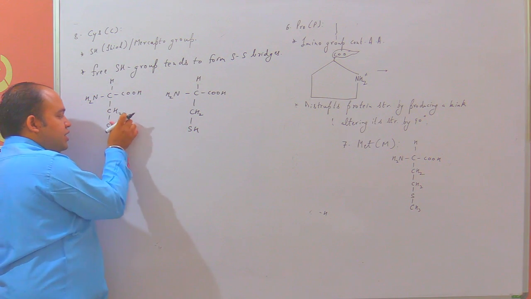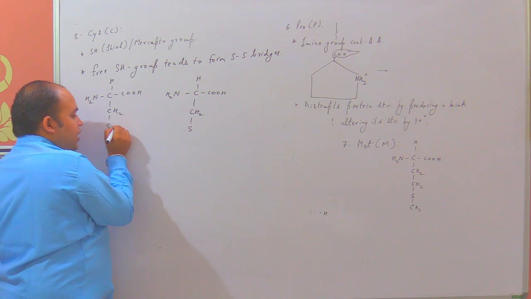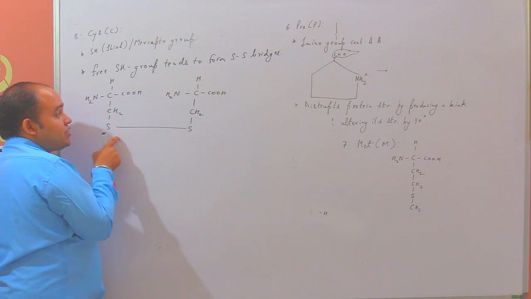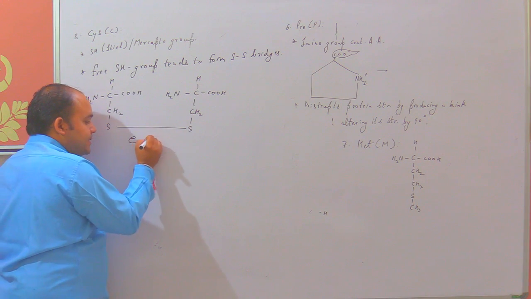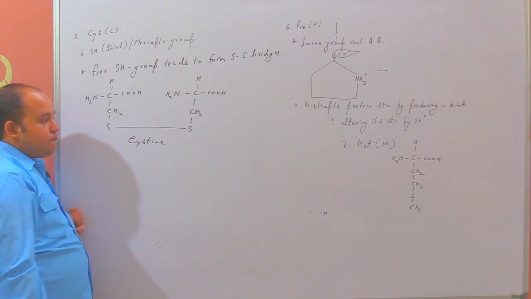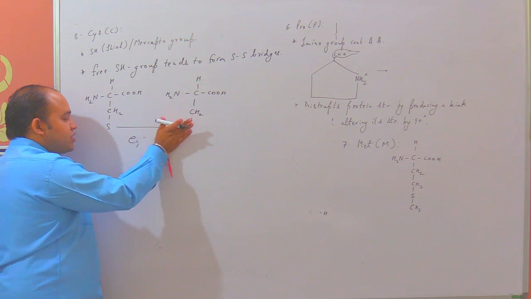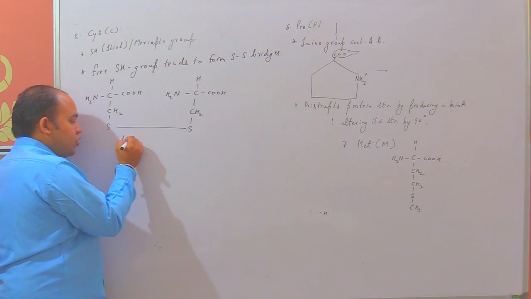Now these two cysteines can react together and they will lead to the formation of a structure that is referred to as homocysteine.